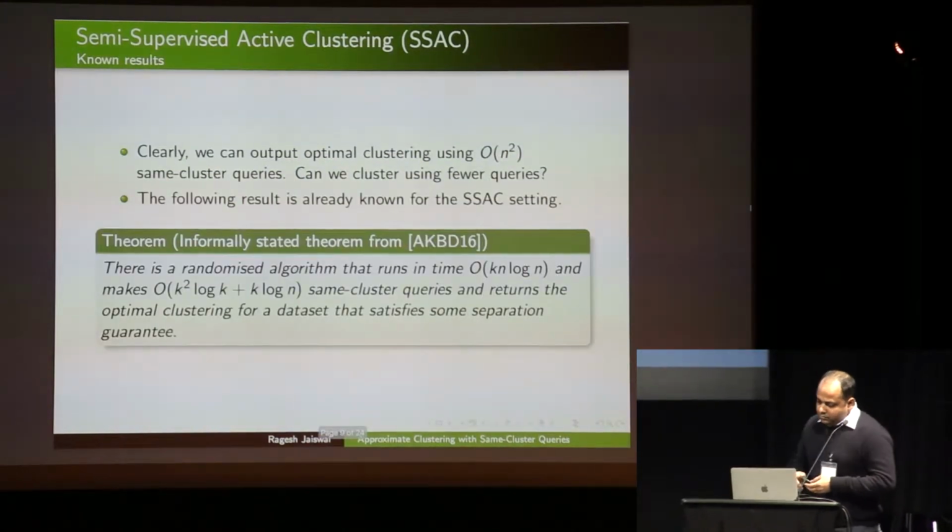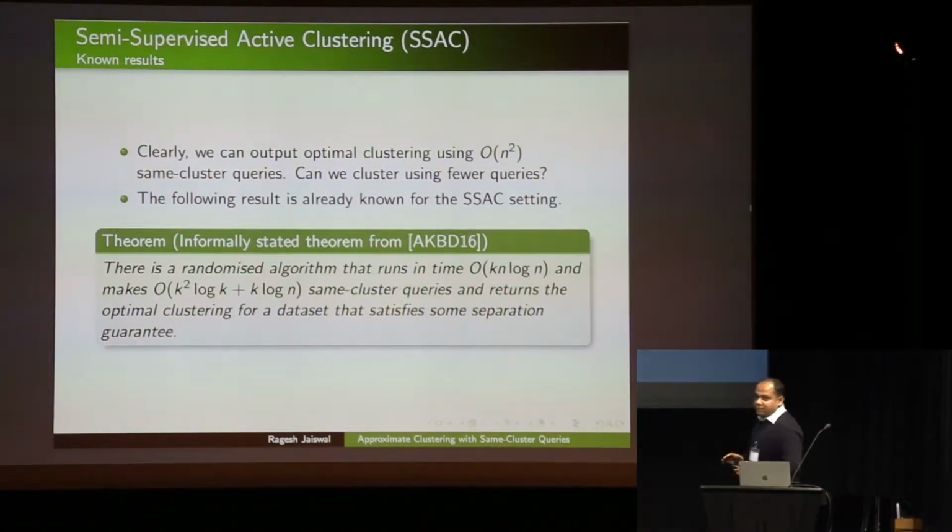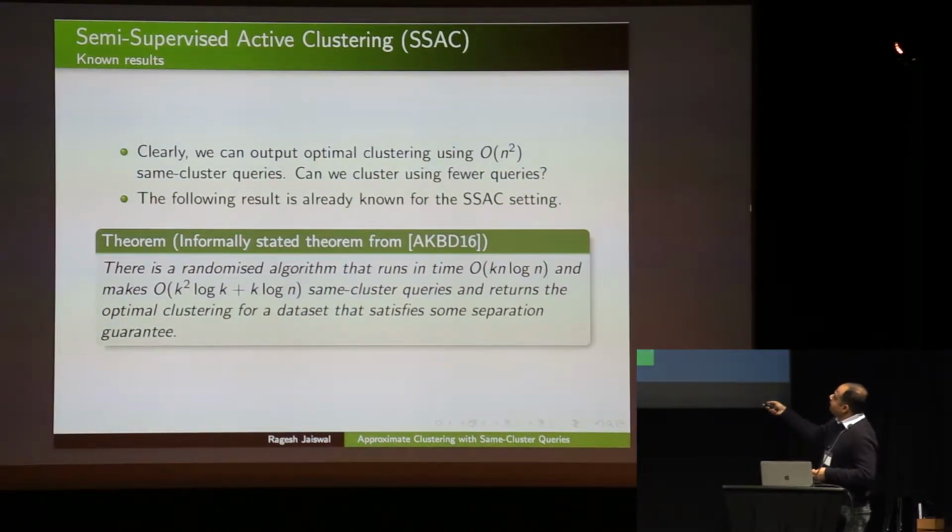Okay. So now, what can we do with same cluster queries? Clearly, if the clustering algorithm is allowed to make order n square queries, a quadratic number of queries, you can output the optimal clustering, right? Because you're going to ask for every pair of points whether they belong to the same cluster or not. So it's very simple. Now the interesting question is whether you can output the optimal clustering or something that is close by, only making very few of these same cluster queries, right?